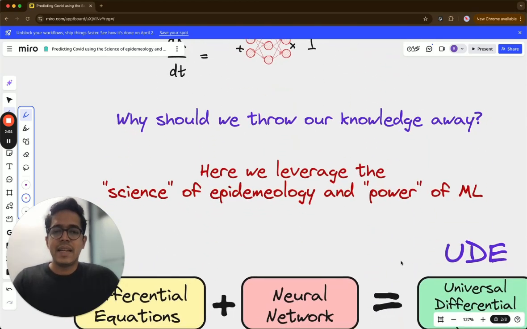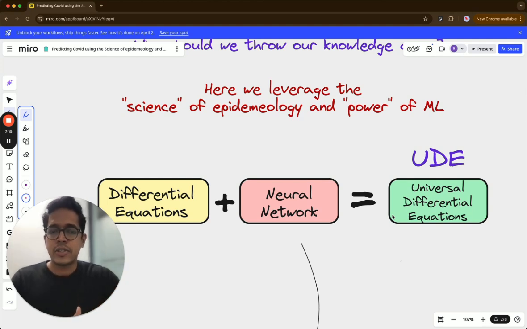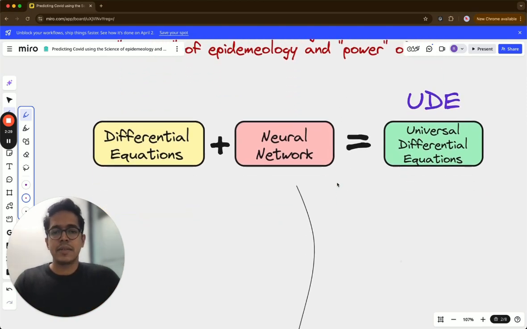So here, basically, we leverage the science of epidemiology, like the SIR model. It could be more complex models also. So we use the science that we know, but we combine it with the predictive power of ML so that we have something better than a black box model. It's not a fully black box model. It's also not an overly simplistic model like SIR, but it has the best of both, right? So this is called universal differential equations.